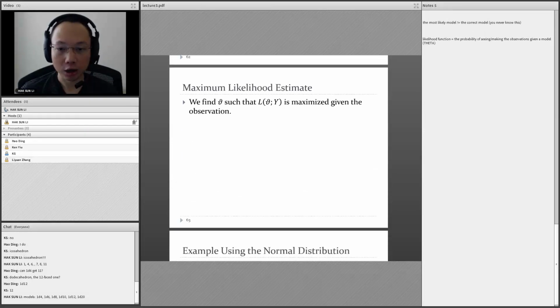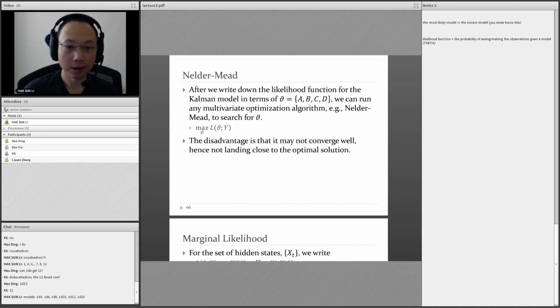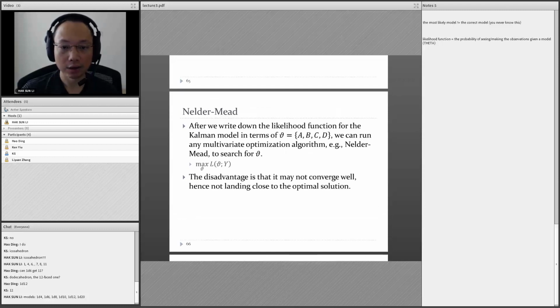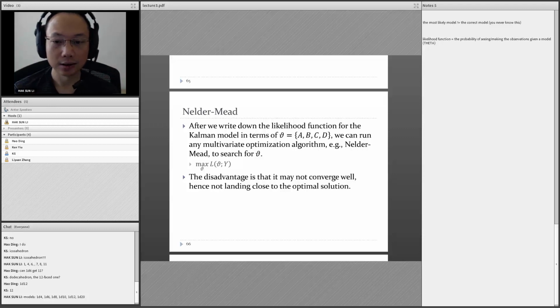This is an unconstrained optimization problem, and there are many optimizers that solve this. One popular optimizer is called Nelder-Mead, and it can be found in any numerical package such as R or MATLAB. But the problem with this algorithm is that it does not converge well in practice. In theory, of course, it will give you the optimal values, but in practice this algorithm does not converge to a good enough solution. It does not converge to a good enough theta.